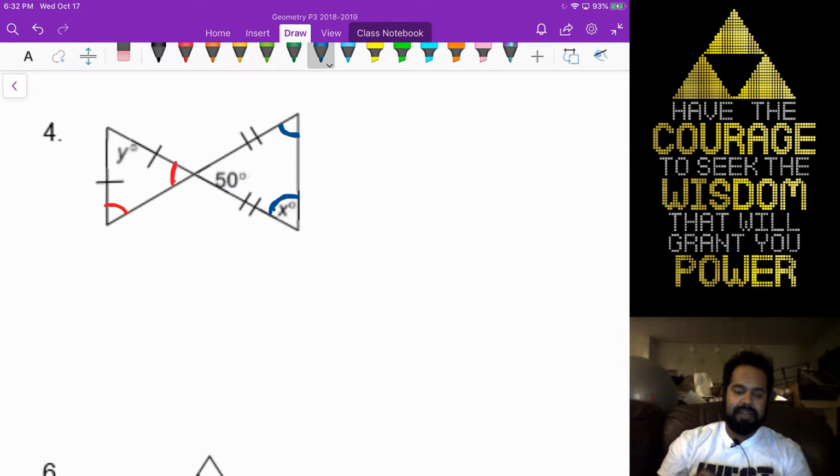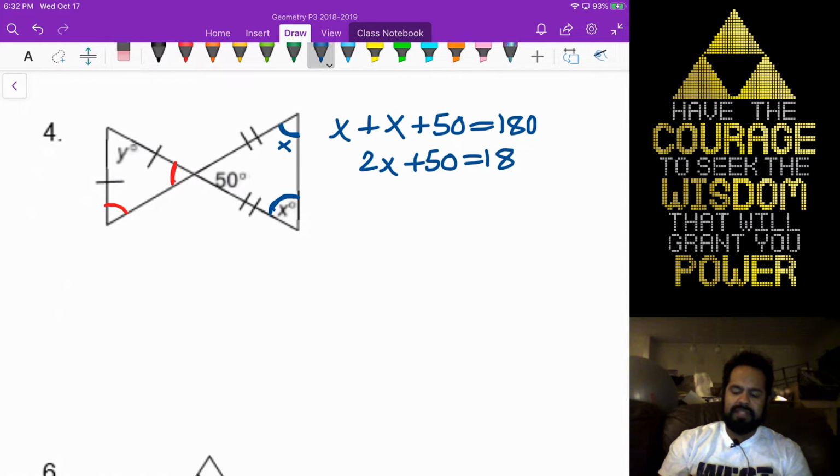So for the right triangle, which we can solve for x, we can say x plus 50 equals 180 degrees. So then again, just by solving, we should get x equals 65 degrees.